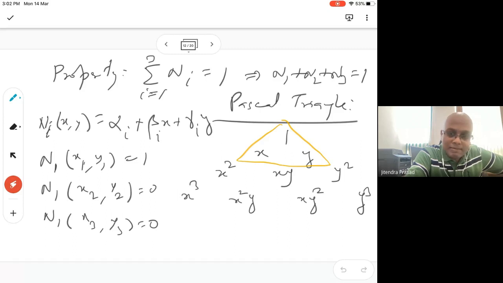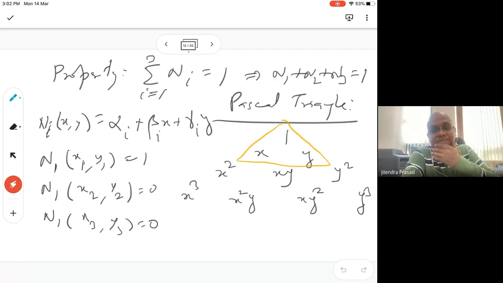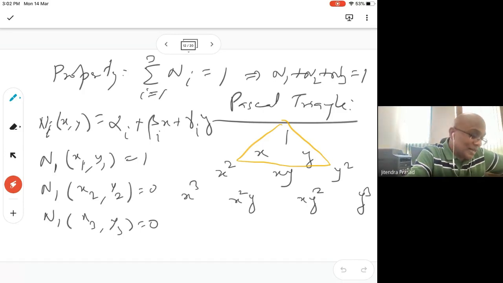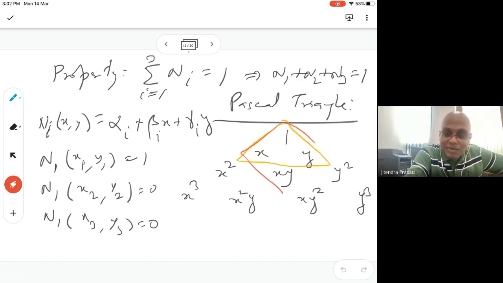Sir, if we have a quadrilateral, then how will we take? Then you have to keep it symmetric, right? So then you will take 1, x, y. You cannot take x square, otherwise it will not be symmetric. So you have to make symmetry. Okay, sir. Got it.